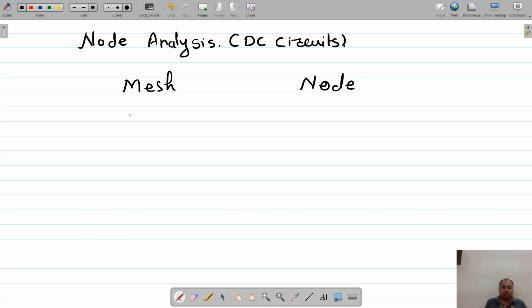In case of mesh analysis, we have used Kirchhoff's voltage law, and in case of node analysis, we are going to use KCL. Mesh analysis, we have used KVL. For node analysis, we are going to use KCL. So mesh analysis is nothing but simply application of KVL, and node analysis is nothing but simply application of KCL, Kirchhoff's current law. Right? Great. When are we going to use mesh analysis? When there is a need to find out loop currents.